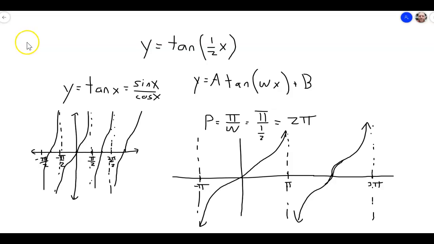If we're putting it in set notation, for the tangent of x, set notation would have looked like: x such that x is not equal to k times pi over 2, where k is an odd integer.